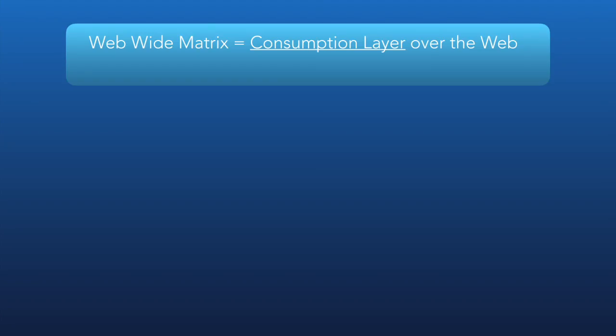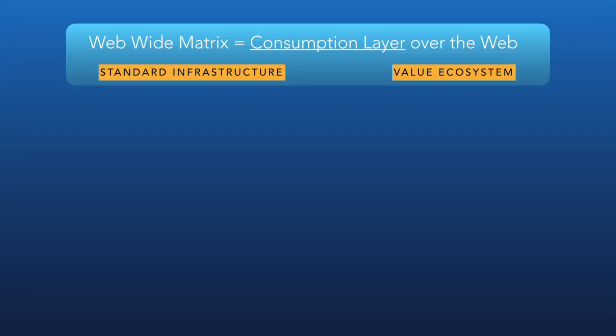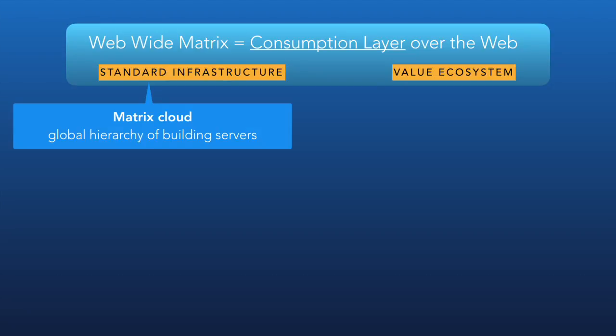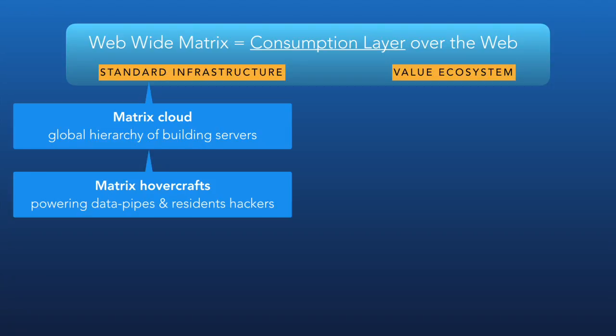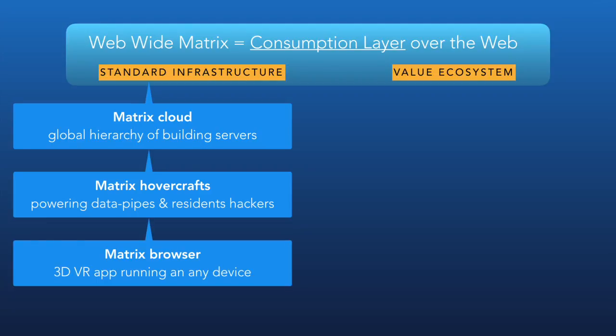So the Web 8 matrix is a consumption layer of the web, and its architecture is made of standard infrastructure and a value ecosystem. Infrastructure has the matrix cloud that stores the data of the matrix, the hovercraft, which store the components that modify the matrix, and the matrix browser used by end users to browse the matrix.